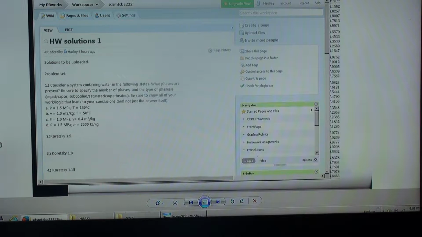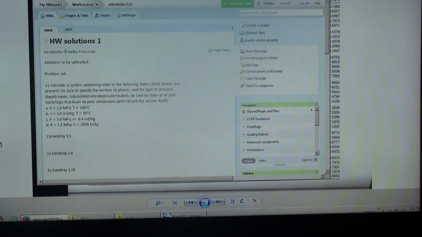So our first problem is: consider a system containing water in the following states. What phases are present? Be sure to specify the number of phases, the types of phases, whether it's steam or superheated or whatever. Okay. So really, what you want to do on these kinds of problems is go to the steam tables. So that's always the first thing of a problem: recognize the problem type. And so here, this is a steam table problem. It's kind of obvious.